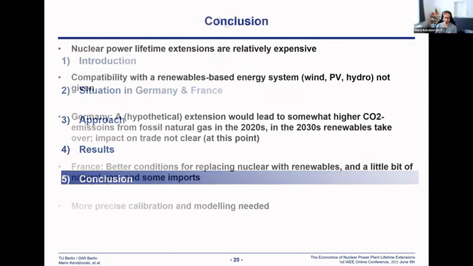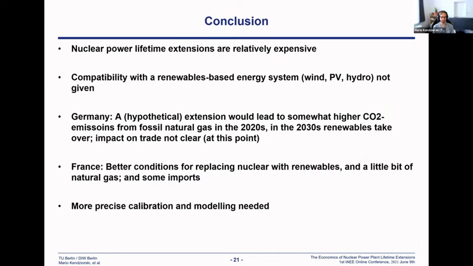Okay, so my conclusion is that nuclear power plant lifetime extensions are relatively expensive. Renewables are the way to decarbonize the system. But our results are still quite tentative. So we're still working on the data, and so these are just preliminary results, and we will work on this in the future and then try to combine our theoretical framework with our applied scenarios.